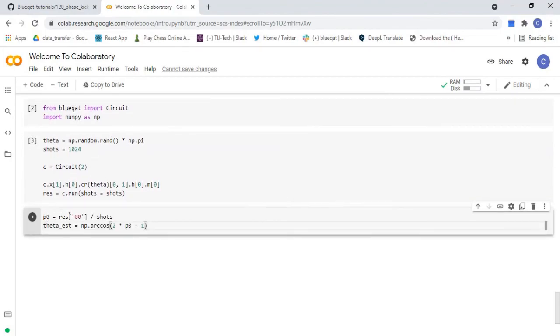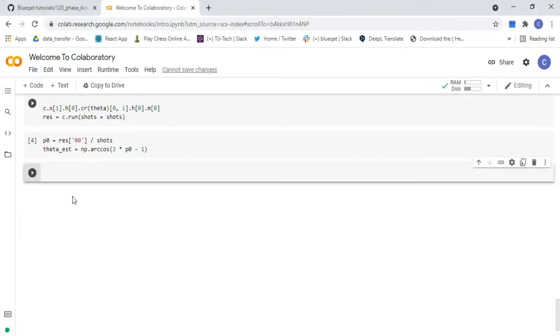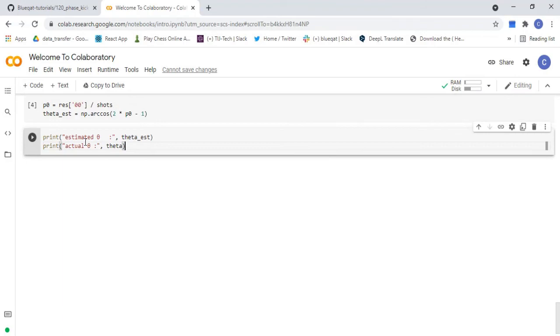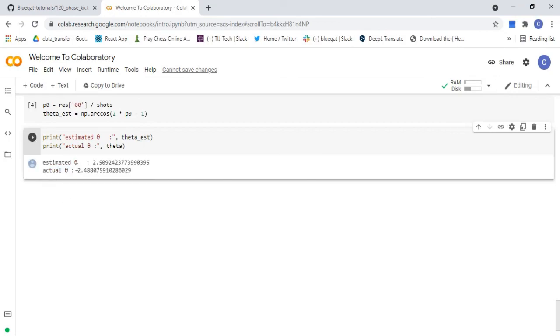From the results of the run, determine the percentage of |0⟩ measured on the auxiliary qubit. Compare the estimated value theta_est calculated from it with theta determined in advance by a random number. From the above, we were able to estimate theta by phase kickback. The accuracy of the estimation depends on the number of shots.